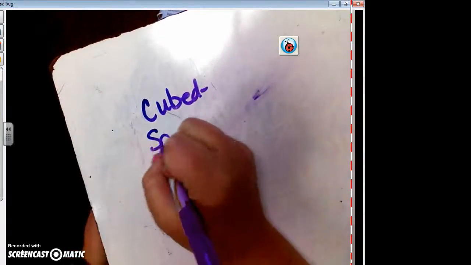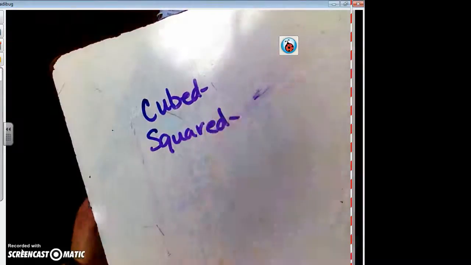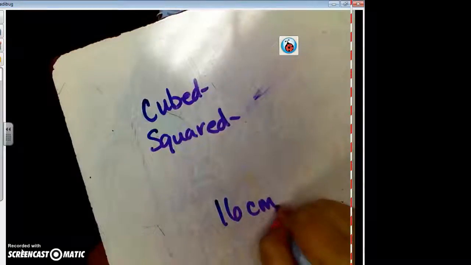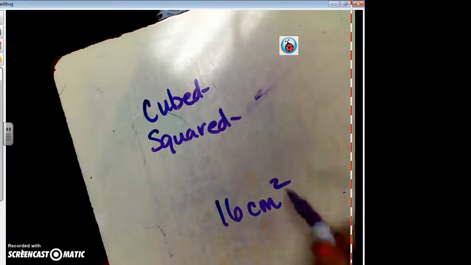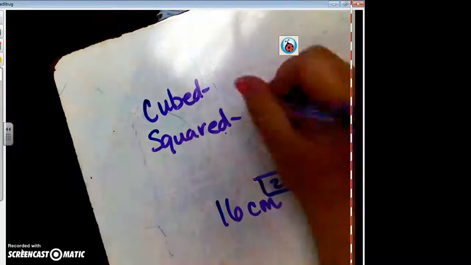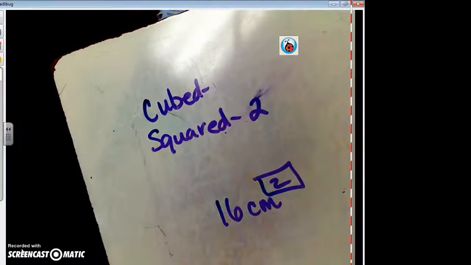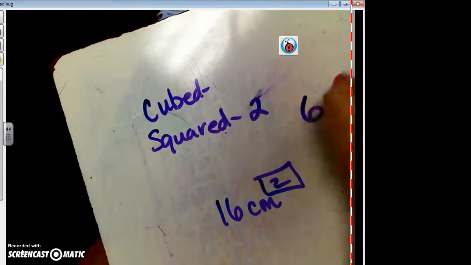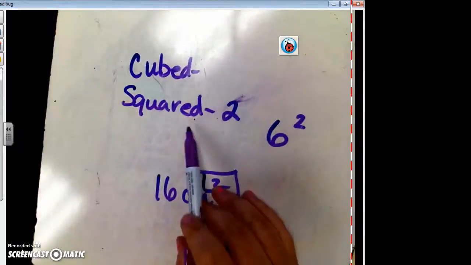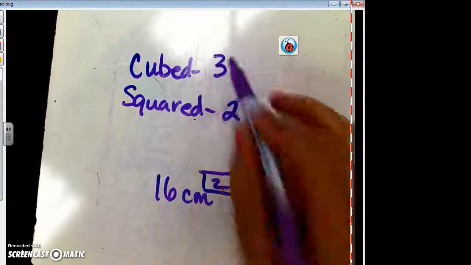Now, we also have this little guy called squared. How many of you remember doing area last year? Perimeter and area? And you always said it's 16 centimeters squared. This little 2 means squared. What do you think squared means in exponents? 2. Okay? So I can have 6 squared, which means I have a base of 6, and I'm squaring it, which means I have a little 2 as an exponent. Does that make sense? So, squared is represented by a 2, cubed is represented by a 3.